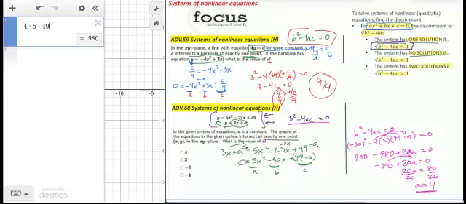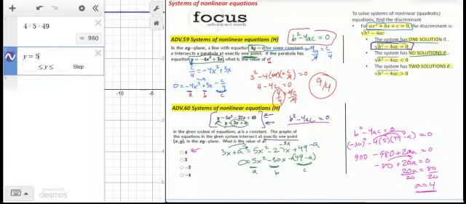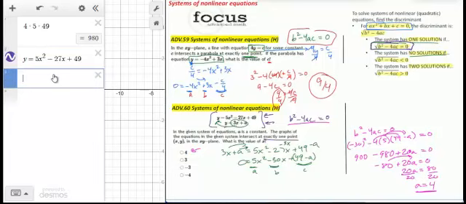So be careful, we're not solving for a here. What we want to do is solve for x. So what we can now do is go back in and solve our system. y equals 5x squared minus 27x plus 49. And we have a second equation, y equals 3x plus our a value, which we just found to be 4.